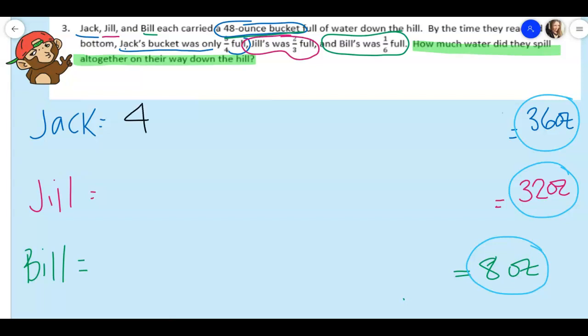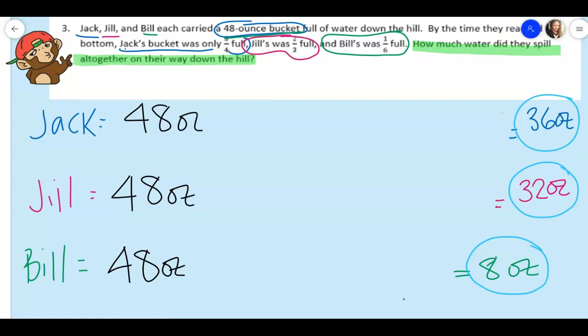So we know that Jack, Jill, and Bill all started with 48 ounces. We know that when they got to the bottom, Jack still had 36 ounces. So how much did he spill? Well, we can find the difference by subtracting. 48 minus 36 gives us 12 ounces. He spilled 12 ounces.